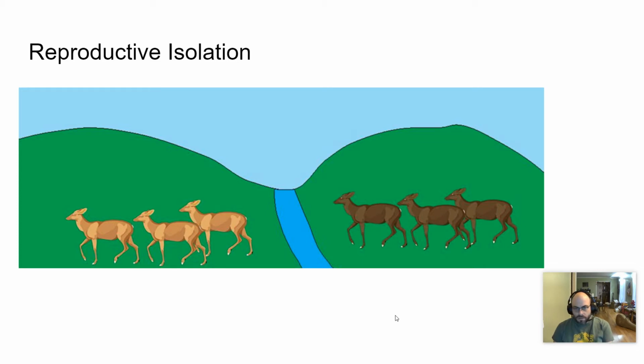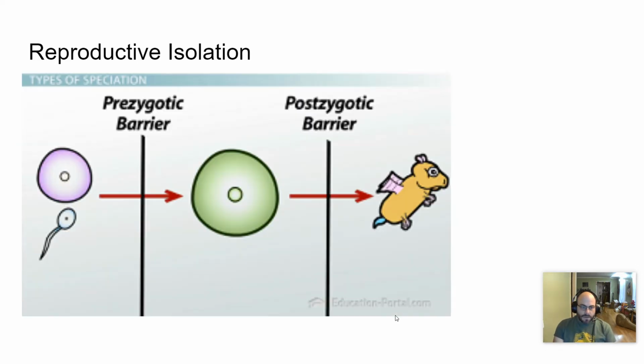Or they're going to be post-zygotic barriers in which the zygote has been created, but there's some other barrier that is reproductively isolating those two populations. So here's a picture of that just to give you the idea. Prezygotic, sperm and egg never meet up. Postzygotic, sperm and egg have met up to make a zygote, but something has kept them from making a fertile offspring.